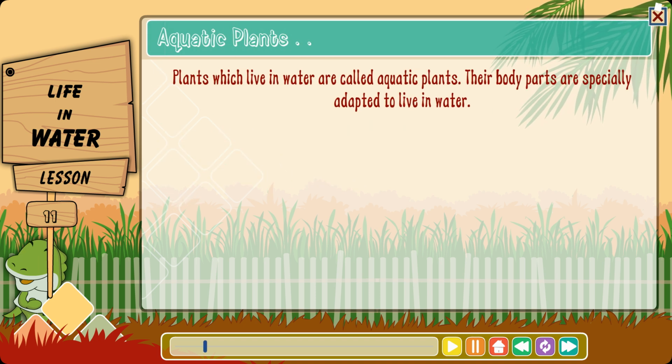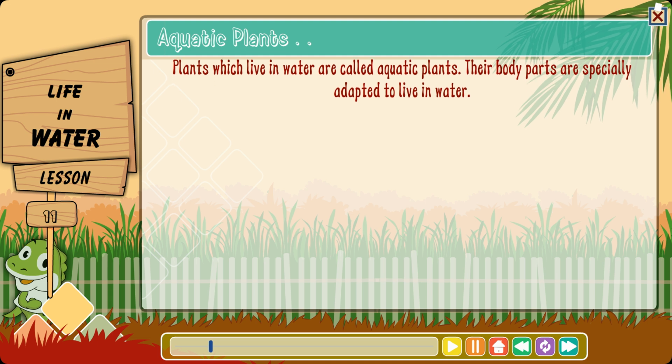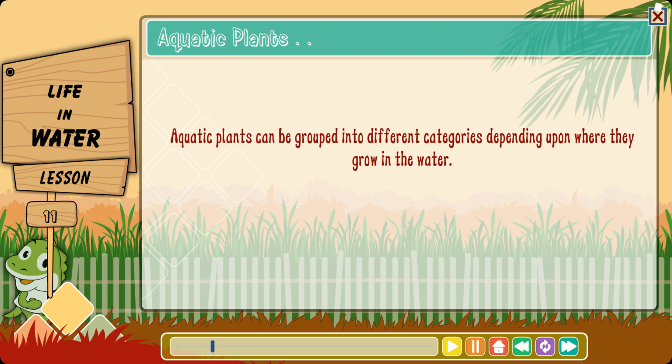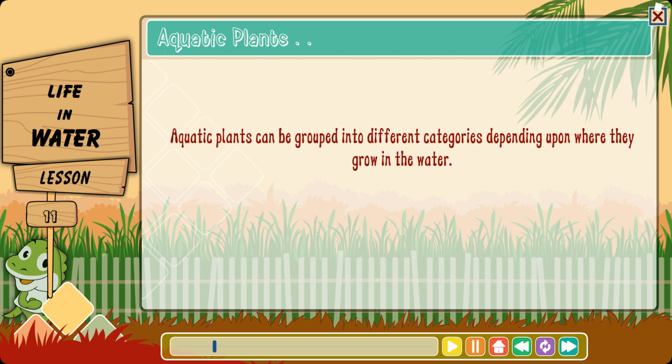Aquatic plants. Plants which live in water are called aquatic plants. Their body parts are specially adapted to live in water. Aquatic plants can be grouped into different categories depending upon where they grow in the water.